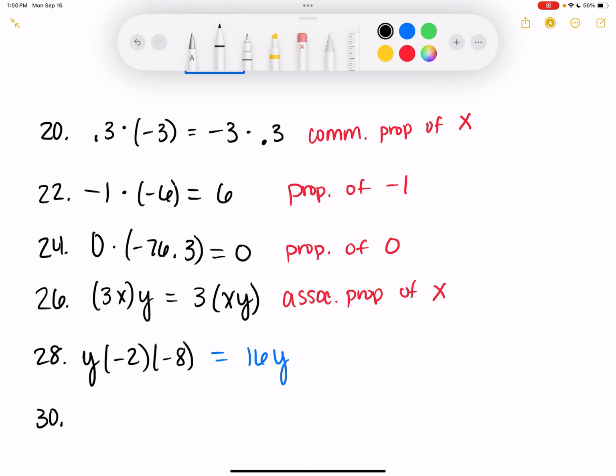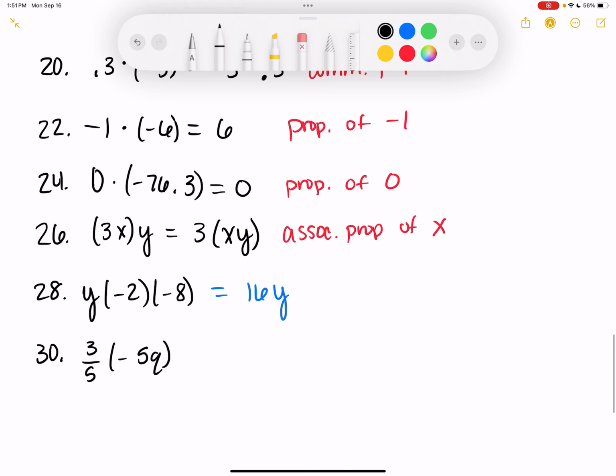30: 3/5 times -5q. I can do what first? Cross out the 5s. So I have 3 times -q, which is -3q.